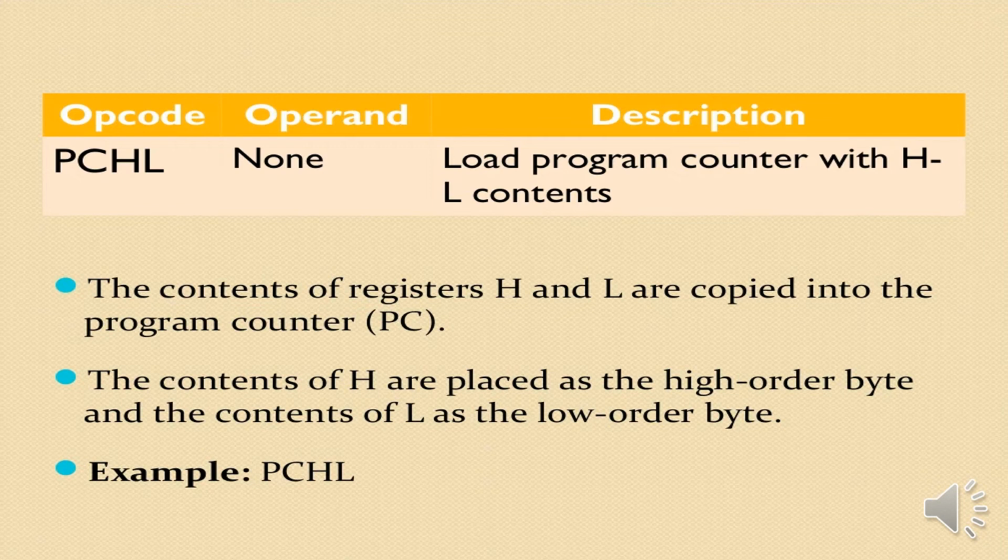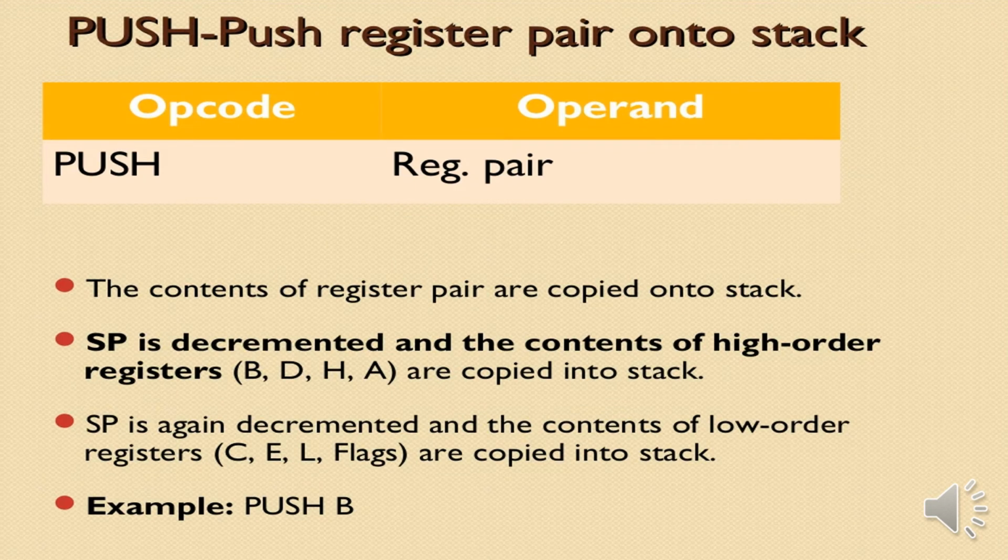So the content of the register HL is copied into the program counter. The content of H is placed as the higher order byte and the content of L as the lower order byte value. Example, PCHL. Okay.